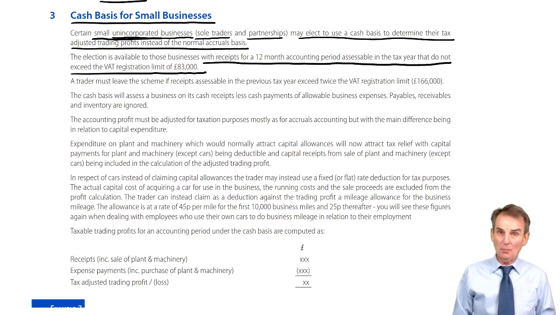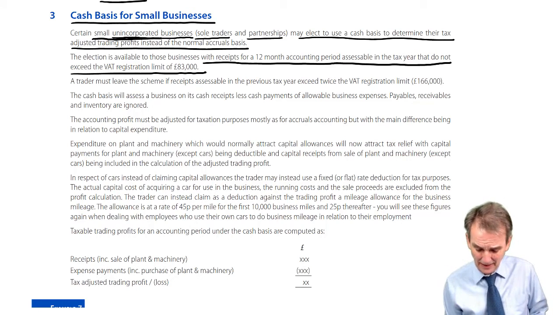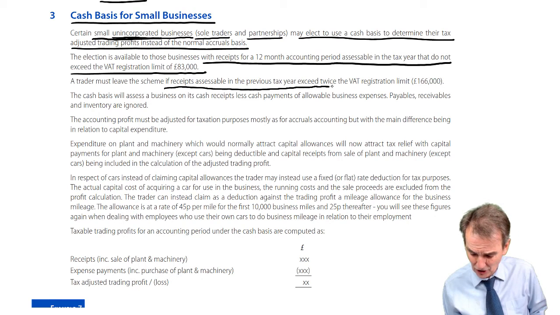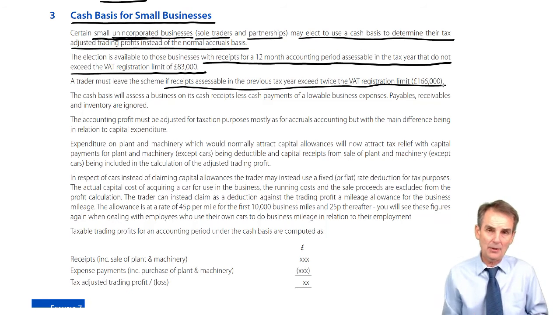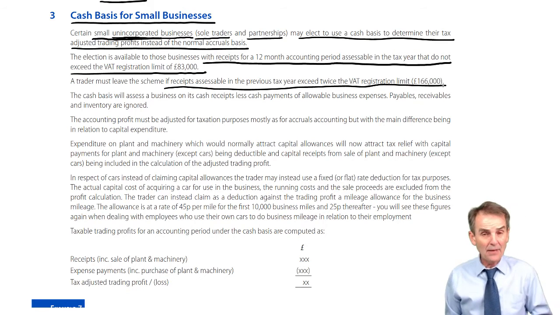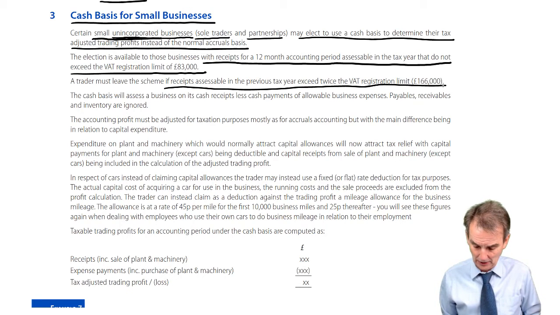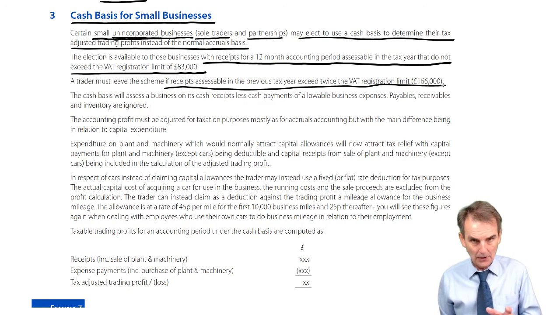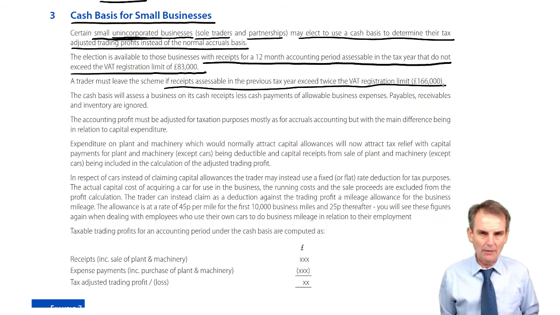That business may be small to begin with, but of course its receipts may increase. And if receipts assessable in the previous tax year exceed twice the VAT registration limit, currently 2 times 83 is therefore 166,000, then they would be required to leave the cash basis and would have to go to the normal accruals basis of preparing their accounts. Assuming, and you'll be told in a question if the receipts basis is to be used, if it is applicable, you won't be left in any doubt.